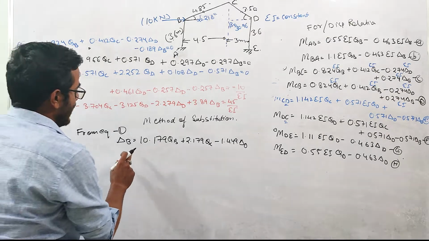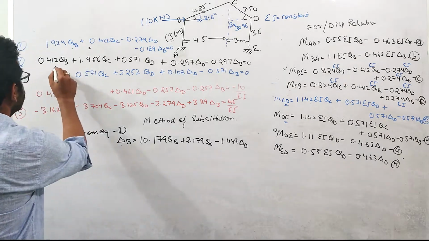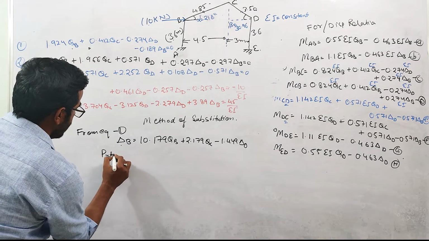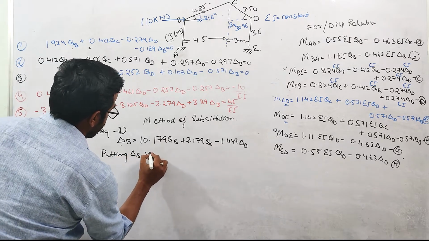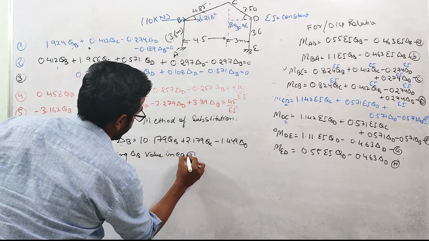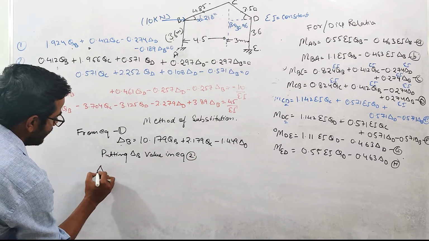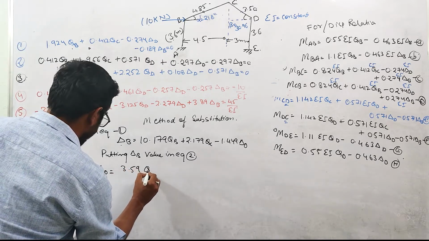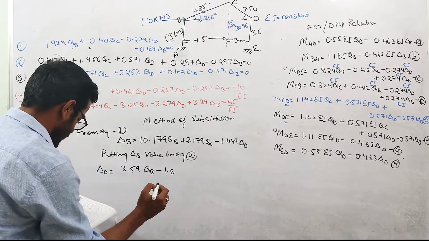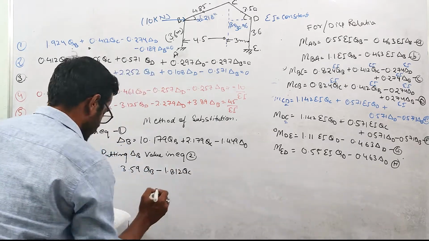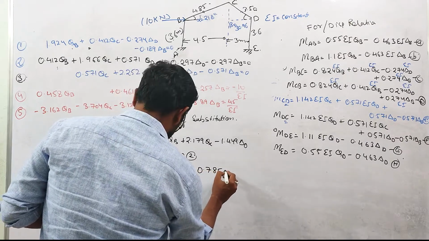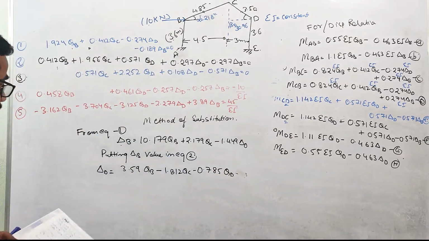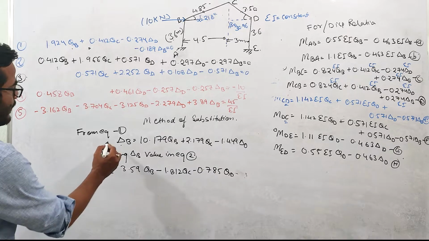Now I'll put this delta B value in equation number 2 and find the value of delta D. By putting the delta B value in equation 2, I'm getting the value of delta D as 3.59 theta B minus 1.812 theta C minus 0.785 theta D. Now we have the values of delta B and delta D.